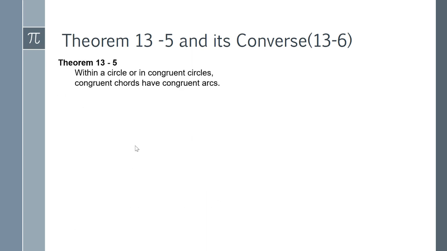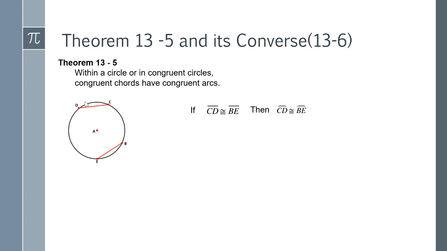All right, so here's the next theorem, Theorem 13.5. Within a circle or congruent circles, congruent chords have congruent arcs. So here is a picture of this. So here are the chords. We've got two chords. If these chords are congruent, then those arcs that have endpoints on the endpoints of that chord are also congruent. So if CD is congruent to BE, well, then arc CD is congruent to arc BE.